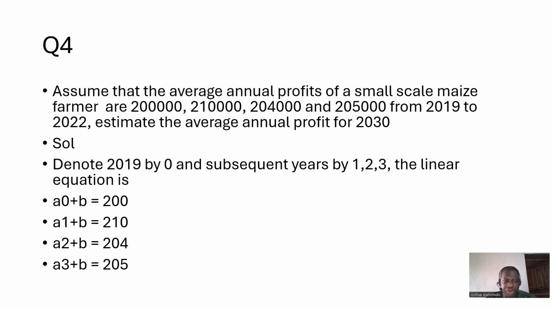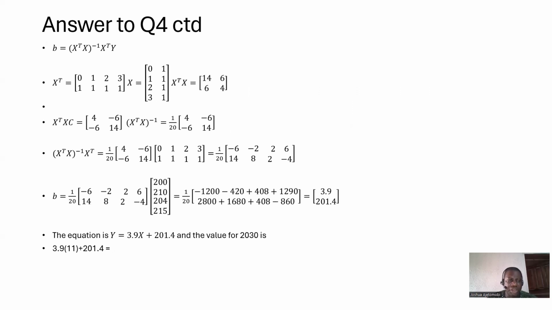This is the linear equation we want to estimate. This is like estimating a linear equation y equals ax plus b. And we are given our x now at 0, 1, 2, 3. And the coefficient of our b, which is intercept, will be 1, 1, 1. So we have our x to be 0, 1, 2, 3, and 1, 1, 1.